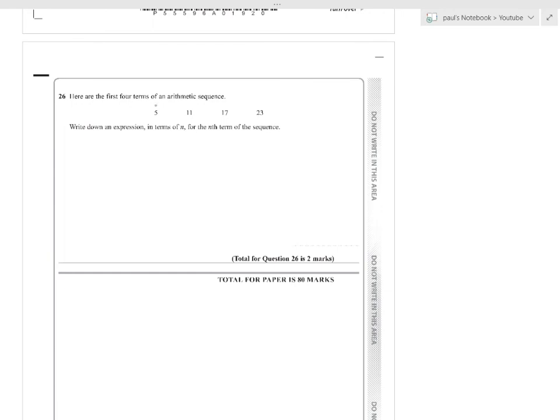Here are the first four terms of an arithmetic sequence. Write down expressions in terms of n. So let's do this. 5, 11, 17 and 23. Find the difference between those. So that's 6, 6, 6. So that will be 6n. So now we find out what 6n is. These are the terms. 6 times 1 is 6. 6 times 2 is 12. 6 times 3 is 18. And 6 times 4 is 24.